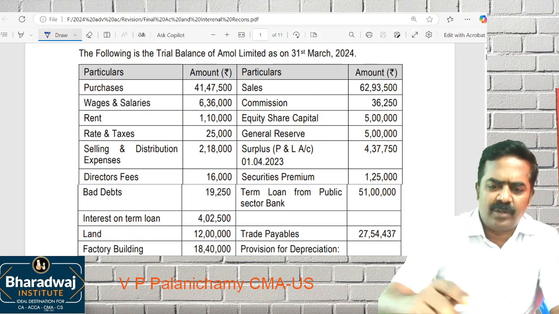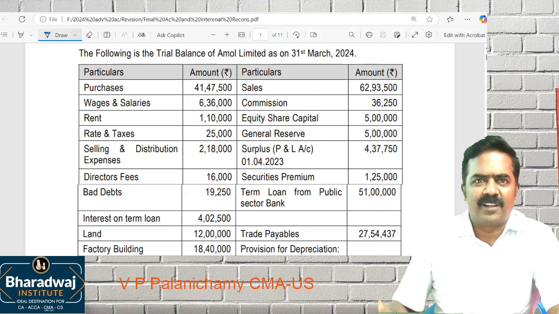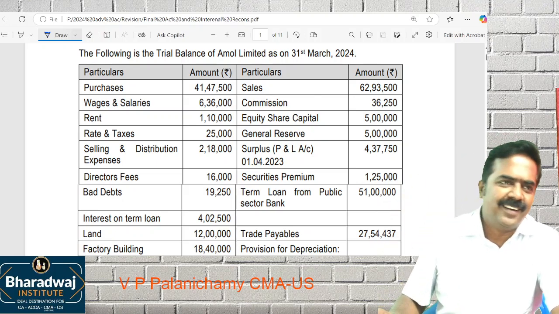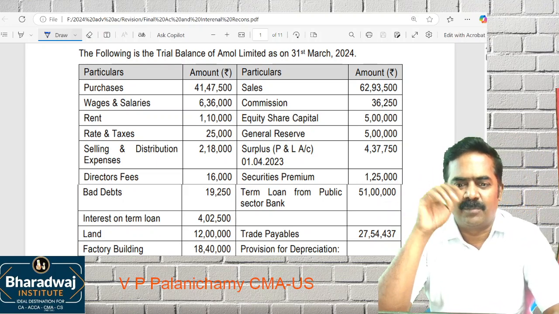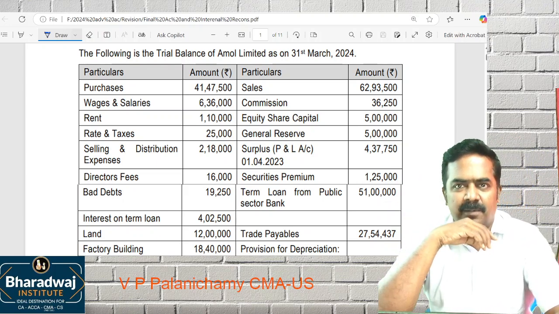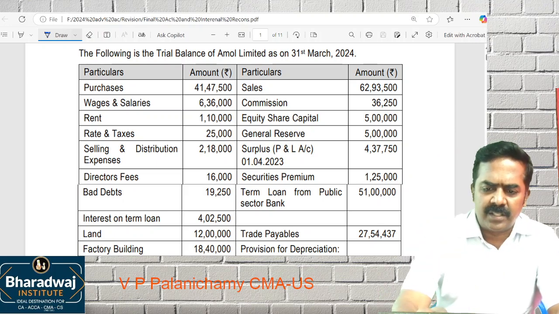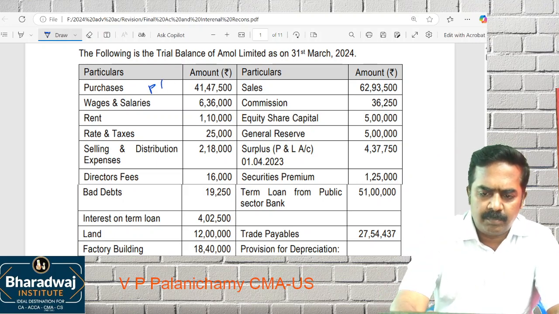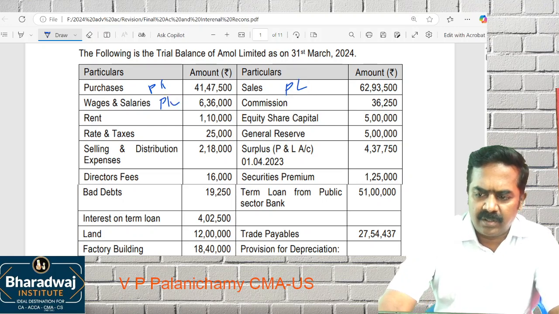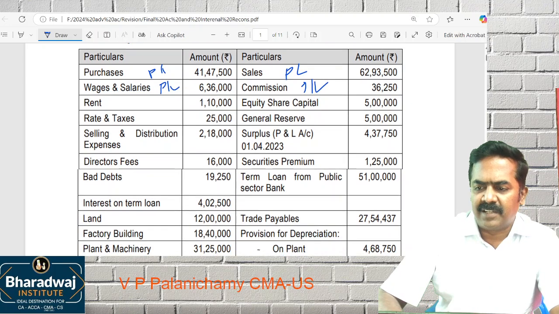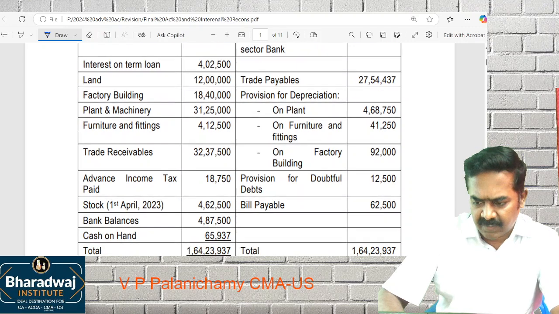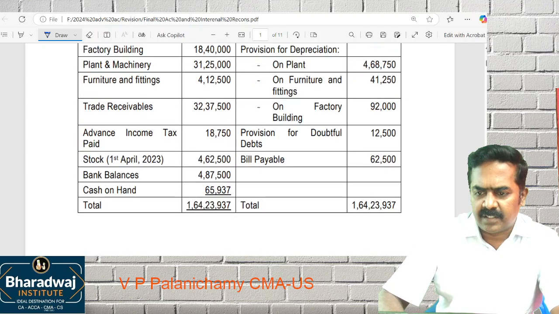Okay. Maybe you can use any symbol, a tick mark for all the P&L account, a dot mark for your assets and liability like that. Or you just put P, A, L like that, you can mark it so that you will not make a mistake. Shall we? Purchases will come in which account? P&L account. Wages and salaries, employee benefit expenses. Sales, P&L account. Commission, P&L account. It is given in the credit side, which means commission is income.